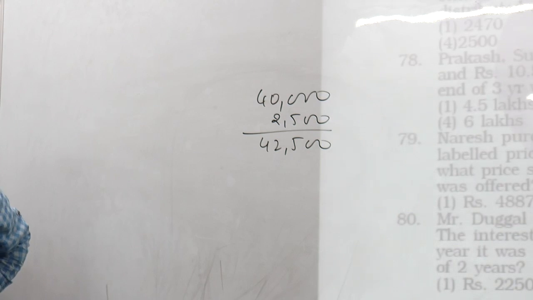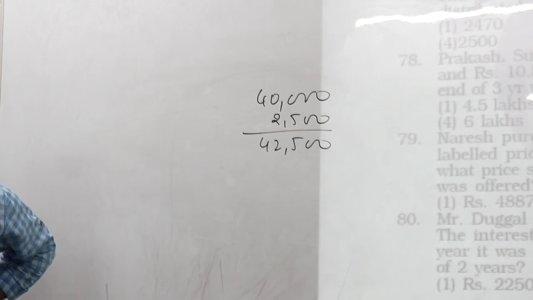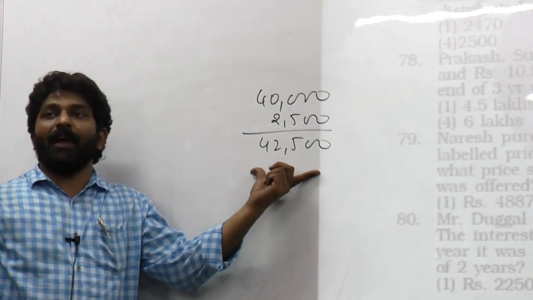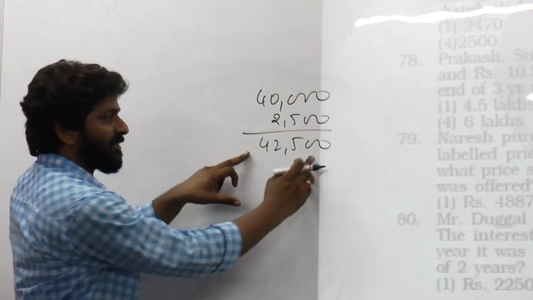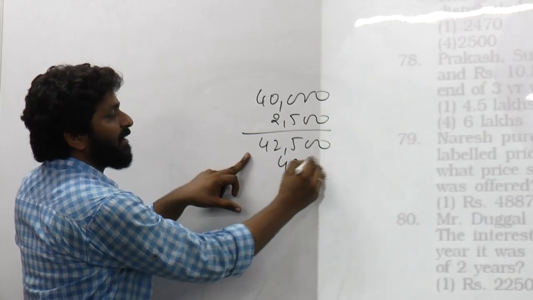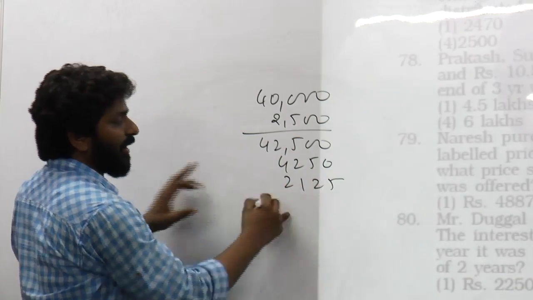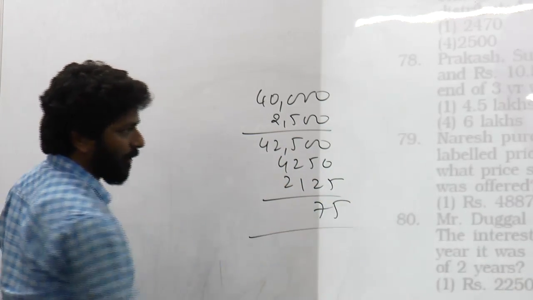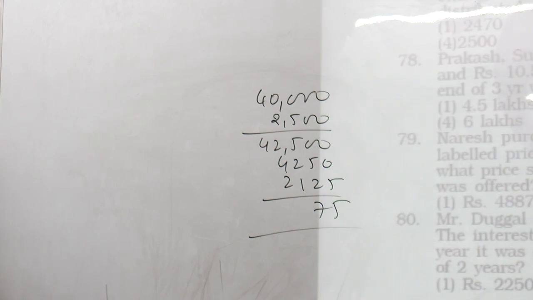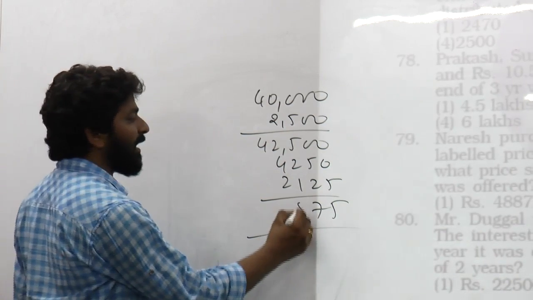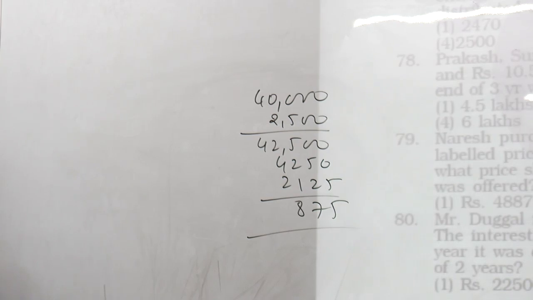And again after that, at what price should it be sold so that a profit of 15% is allowed? So on this you need to have 15% profit. 10% of this number, 4,250. 5%, 2,125. Your answer should end with 75. How many are there? 2 are there. Last but one, 8. Answer should end with 875. Only one option is there. First option, final answer.